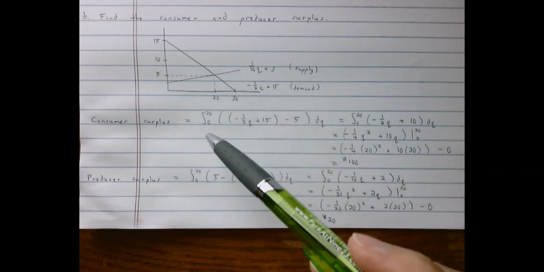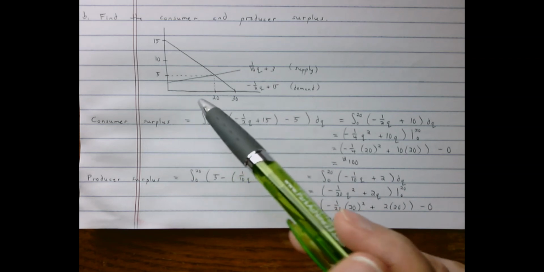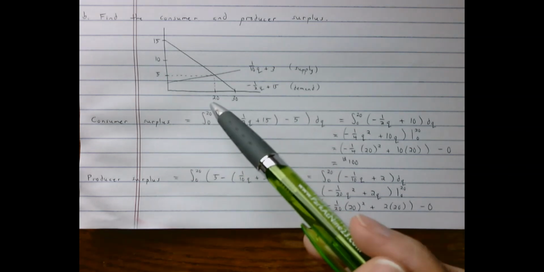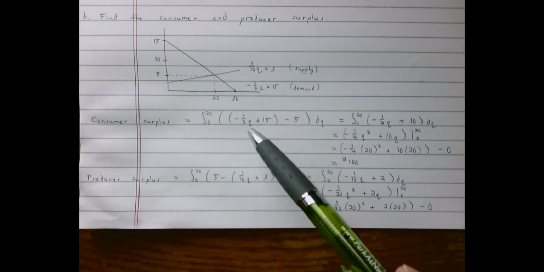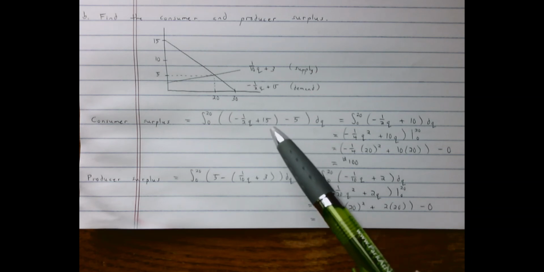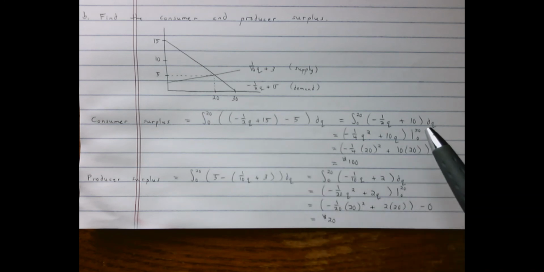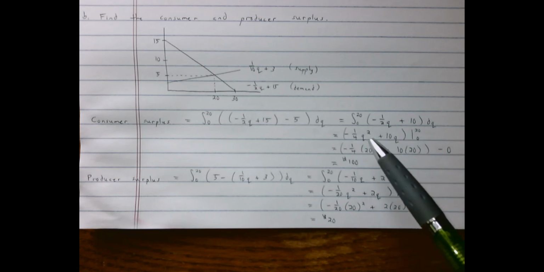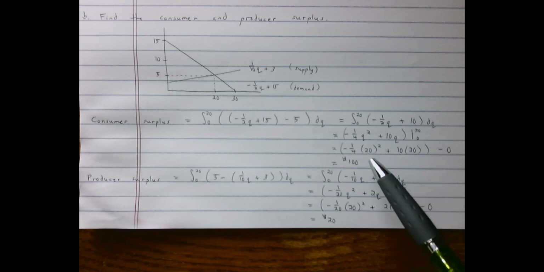So the definite integral will have limits of integration from 0 to 20. We're going from q equals 0 to the equilibrium quantity of 20. And then we'll take the top curve, the demand curve, minus this equilibrium price of 5. So that's the setup for the definite integral, and now I'll simplify the integrand before I try to integrate. We have this. Here's an antiderivative which we need to evaluate from 0 to 20, and when you do that, you end up with $100 for the consumer surplus.